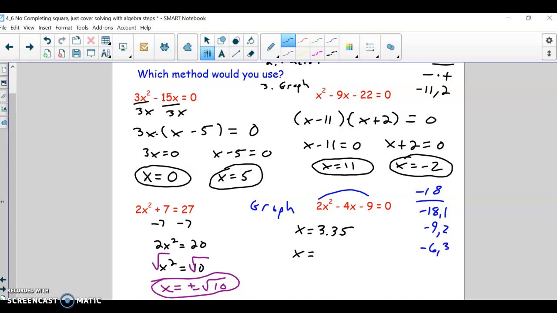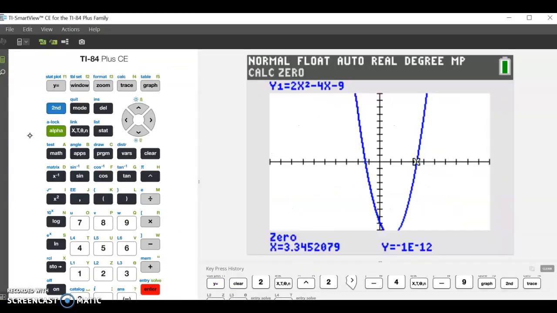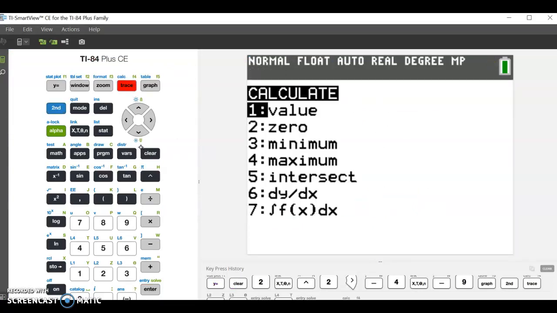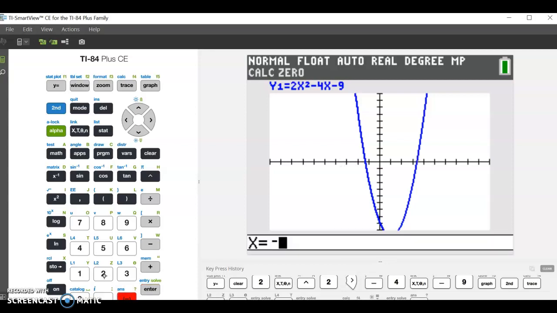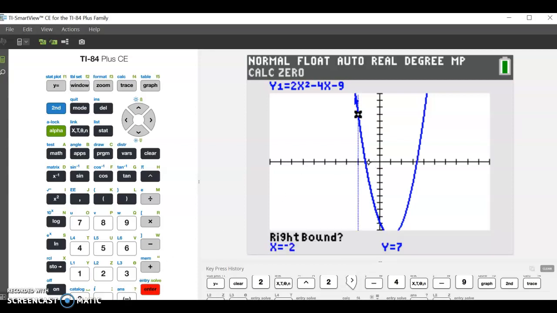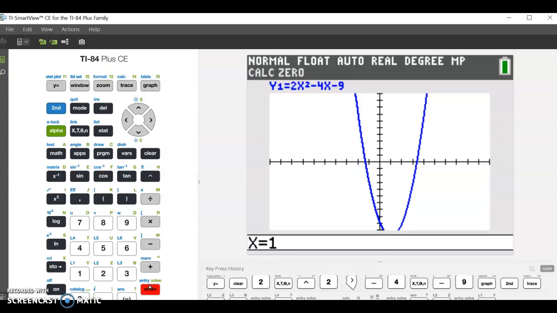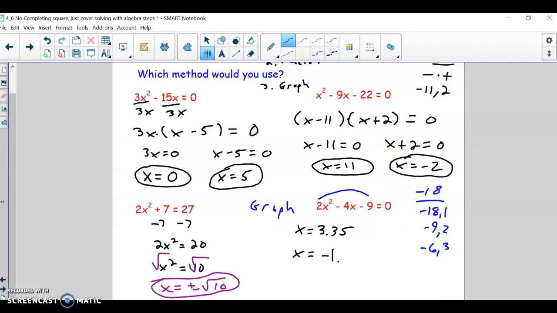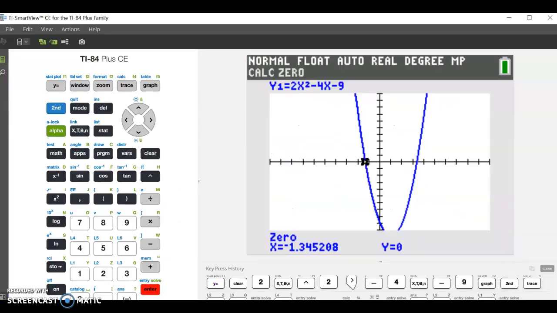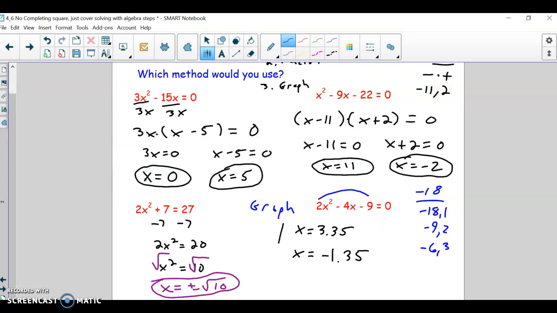Okay, and then the second answer, I'm going to do second calc again, and I'm going to find a zero, do the bounds. Again, somewhere to the left would be like -2, -3, so I'm just going to do -2. Somewhere to the right would be like -1 or 0 or 1 or something, so I'm just going to do 1 to be really simple. Now I've got the points surrounded, and I don't want to guess, so I'm just going to hit enter. Again, -1.35. My other answer. Right? So those are my two answers for x.